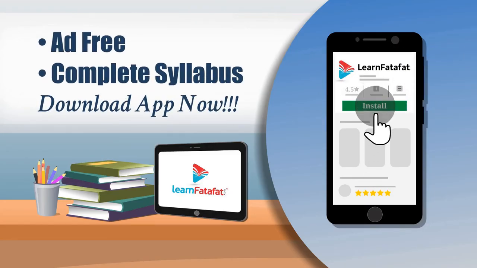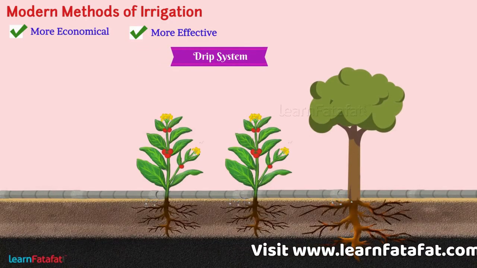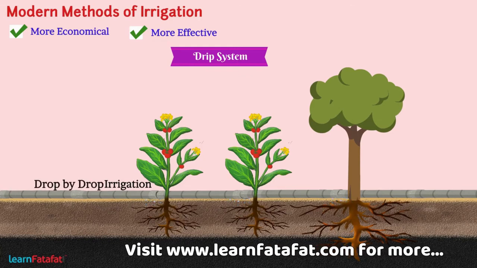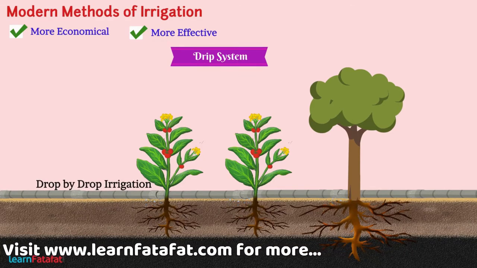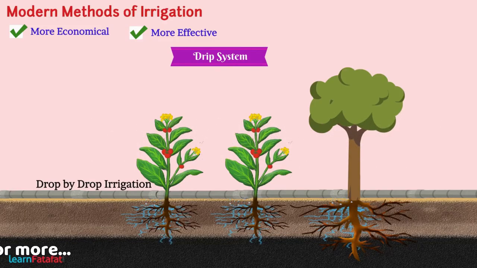Drip system. With this system, irrigation is done drop by drop near the plants so that only the part of soil where roots grow is wetted. It is best suited for fruit plants, garden and trees.